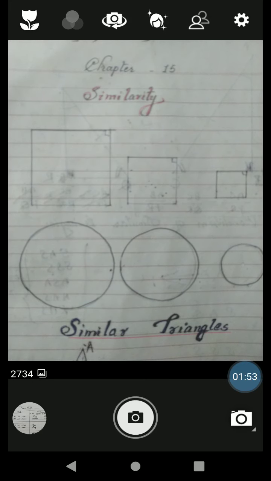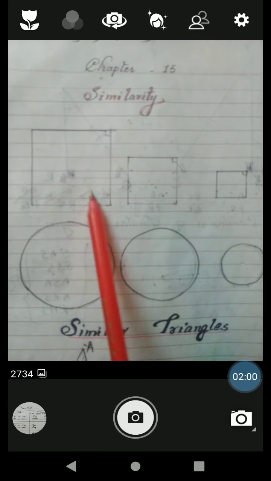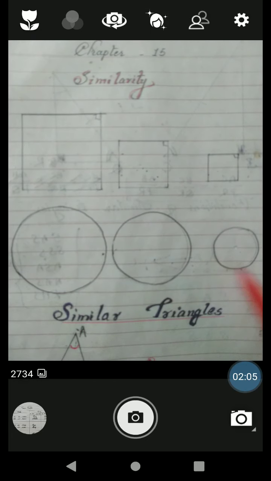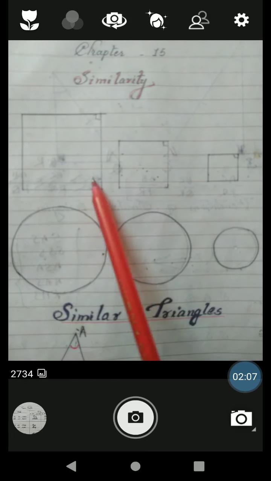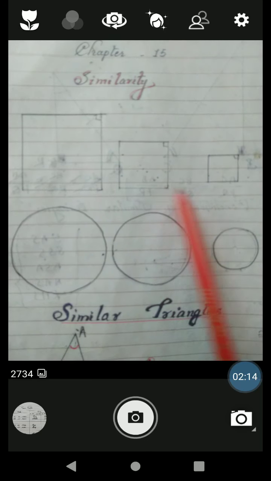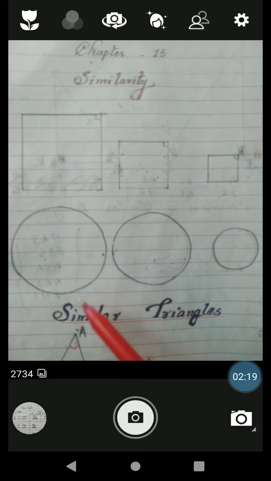Similarity of figures. Here you can see some squares. You can see 4 squares, and 3 circles. These figures are similar. That means their shapes are the same, right? And all circles are similar because the shape of that closed figure is the same, right?